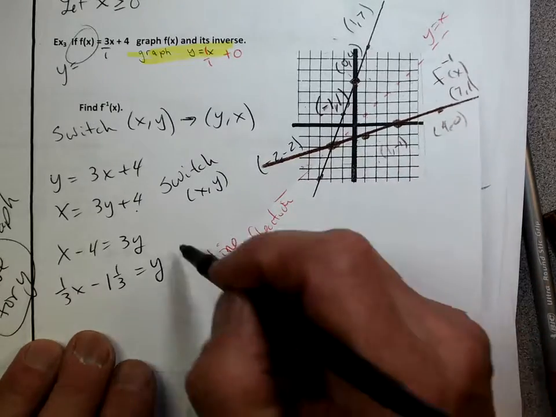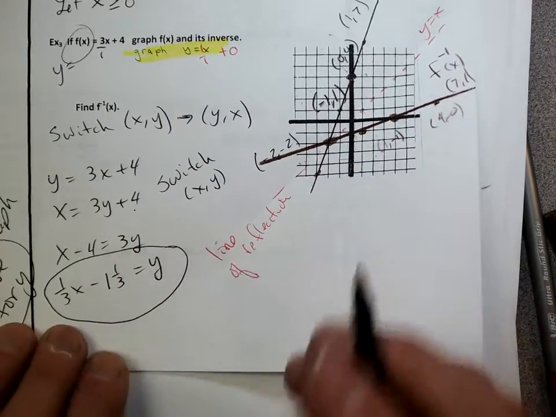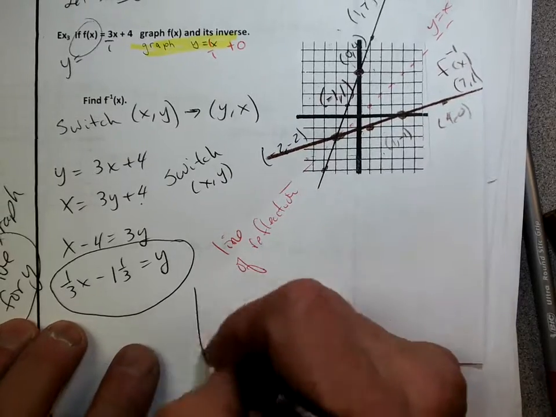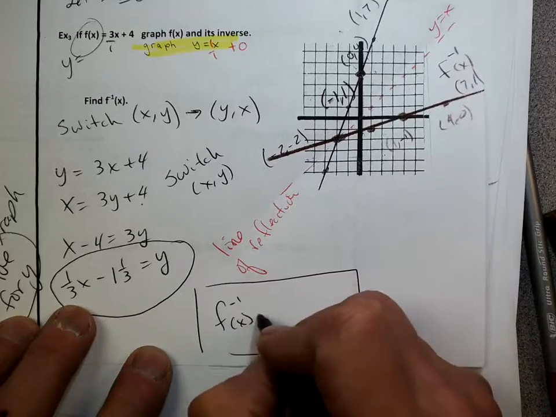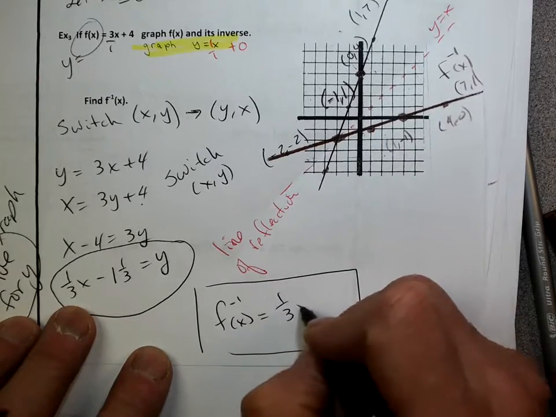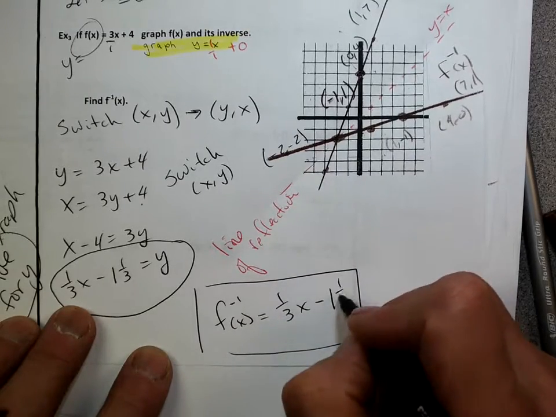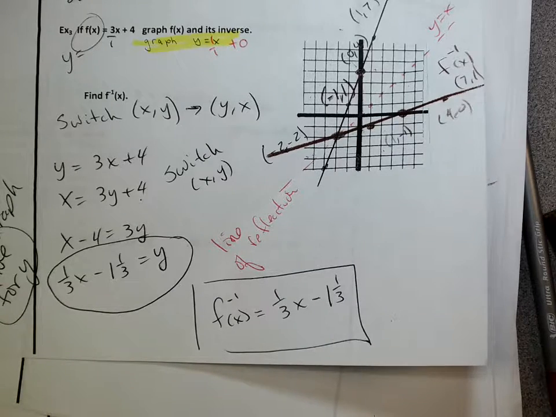Okay, this is the inverse equation. So what we're going to do with it is rewrite it as an inverse. We're going to rewrite as f inverse of x equals 1/3 x minus 1 1/3. That's my inverse equation, which corresponds to the inverse graph that we drew, okay?